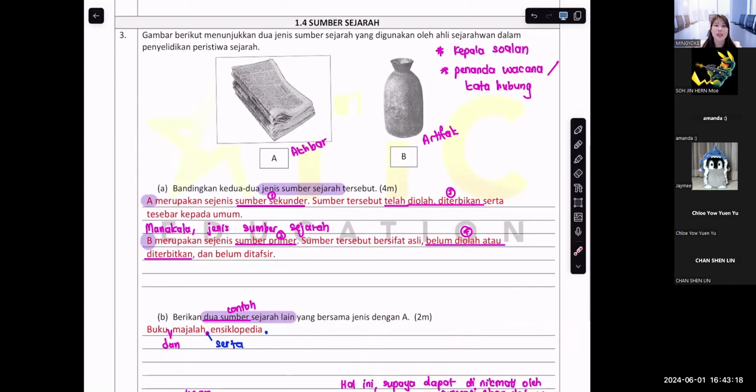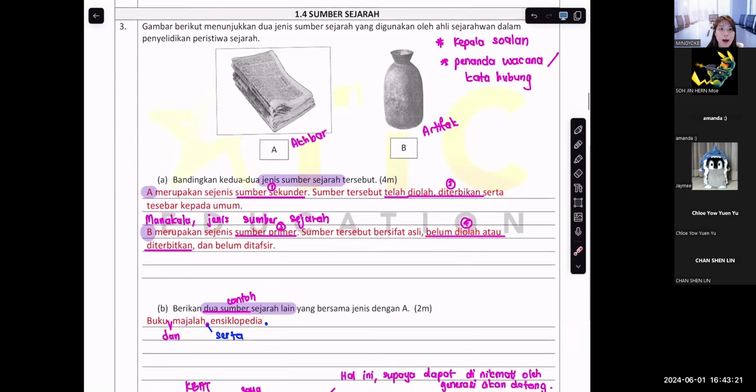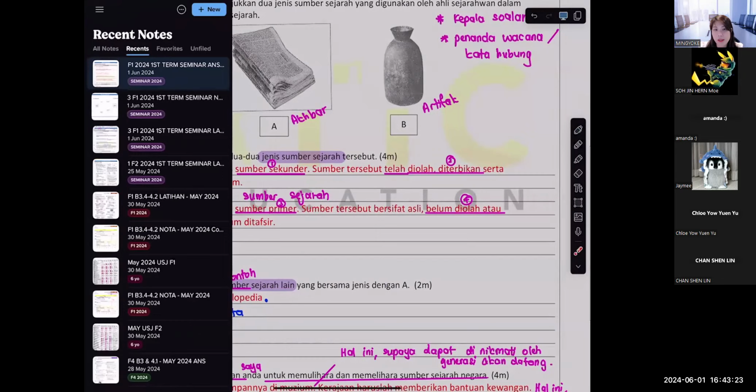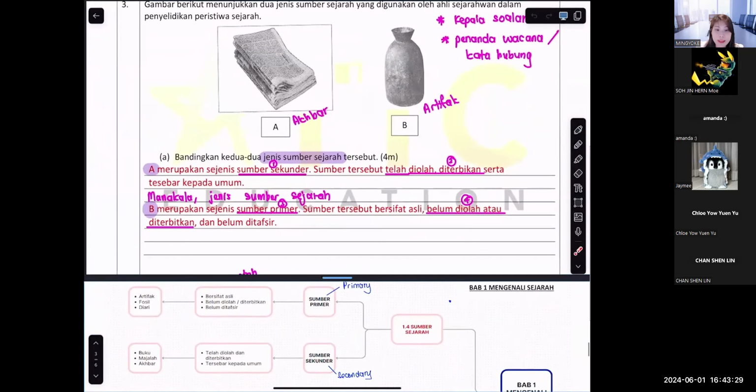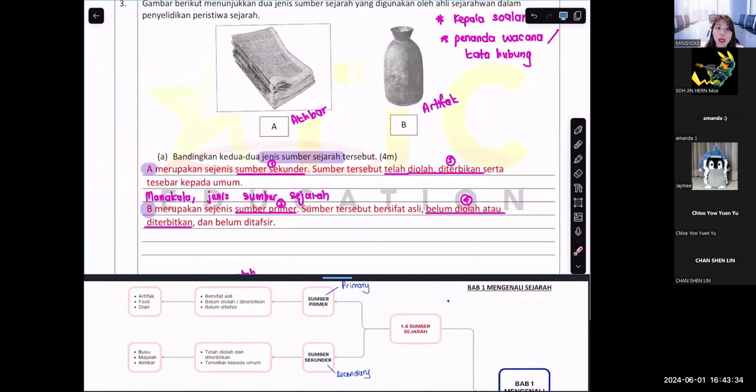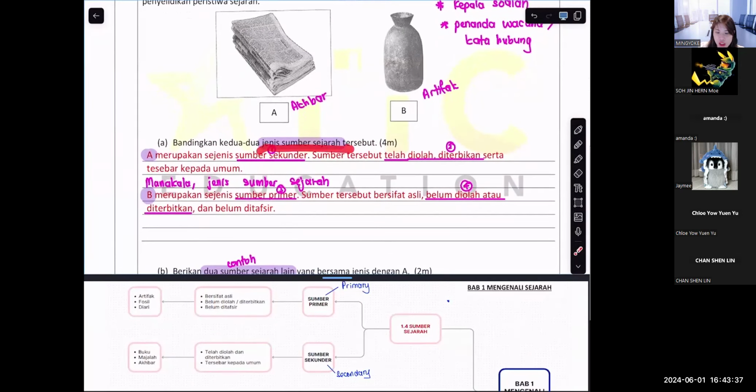Okay, now. For example, when they ask you bandingkan, then according to your notes, remember here? Sumber primer, sumber sekunder here. So they want you to compare. Then compare lah. You write, jenis sumber sejarah A merupakan sejenis sumber sekunder. Full stop. Sumber tersebut telah diolah dan diterbitkan. Already enough. Full stop here. No need for serta also, never mind. You already got 2 marks.